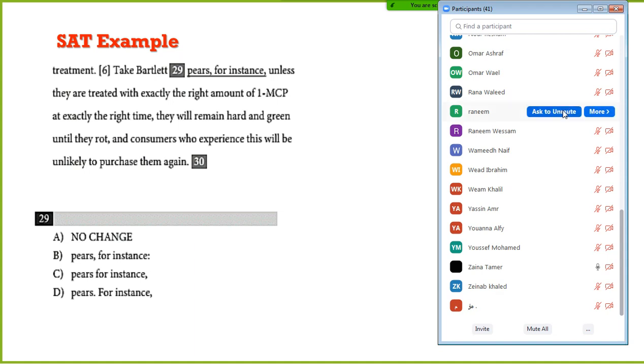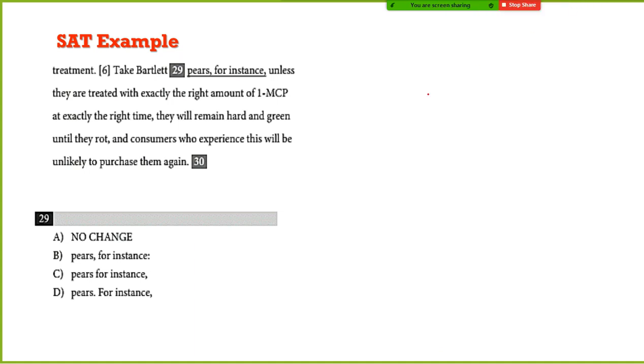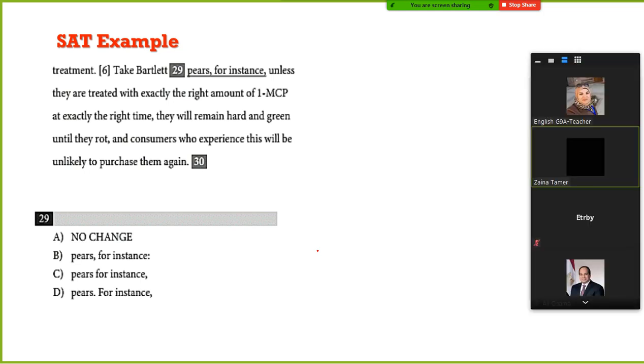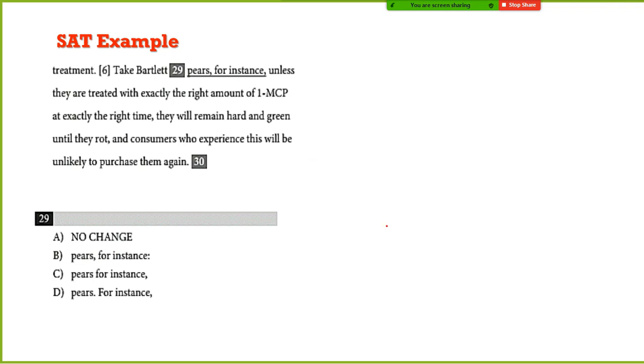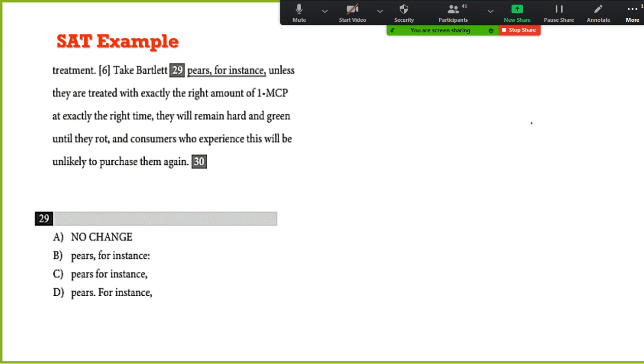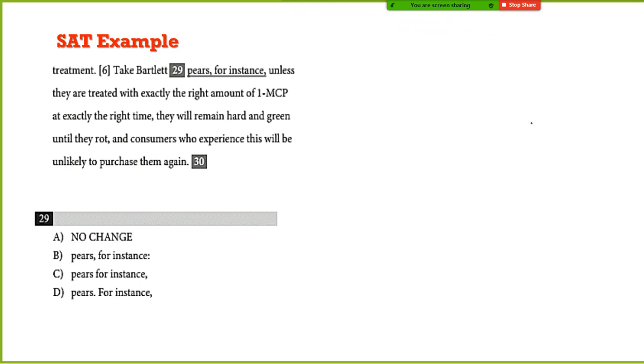Take Bartlett pears, for instance, unless they are treated with exactly the right amount of 1-MCP at exactly the right time, they will remain hard and green until they rot, and consumers who experience this will be unlikely to purchase them again. The correct answer would be: take Bartlett pears, comma. Did you understand anything? Yes, of course. Okay, that's also okay.